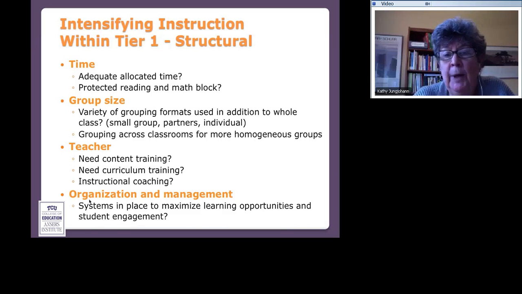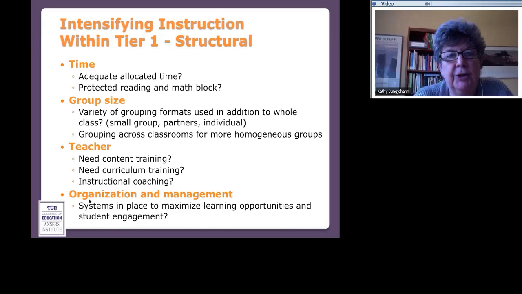So one way that we can intensify instruction within Tier 1 is to provide more in-service training around the content. If schools have recently adopted a new curriculum, have the teachers been trained in that curriculum? Has that been provided? Are they supported in the new strategies that that curriculum uses? And that also speaks to the need of instructional coaching. Does the school provide instructional coaching when teachers have a need for additional support in terms of the content that they're teaching?